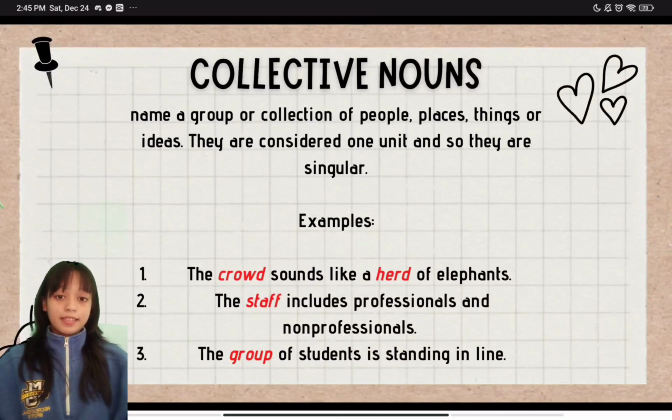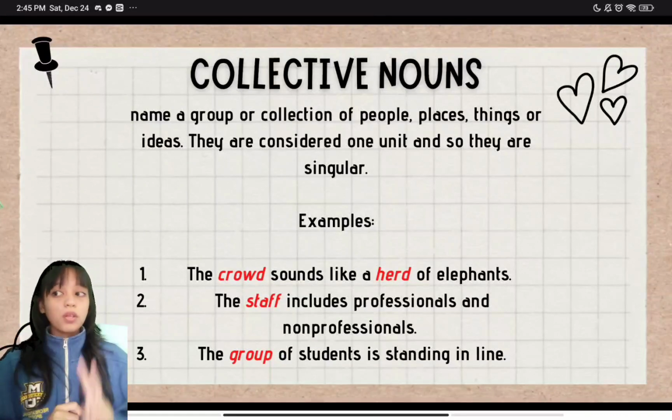And the last type of noun is the collective noun. Collective nouns are a group or collection of people, places, things, or ideas. They are considered one unit, and so they are singular. But collective nouns are different from singular nouns.